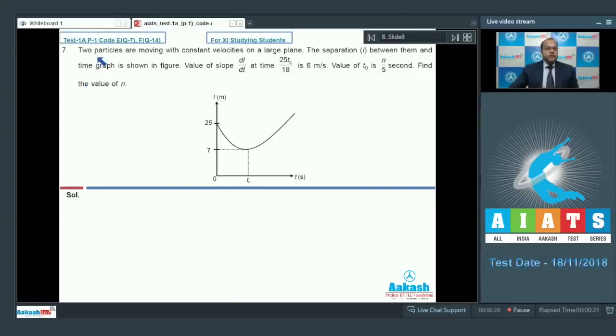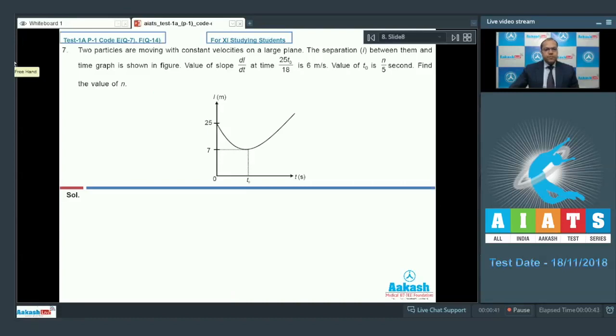In question number 7, two particles are moving with constant velocities on a large plane. The separation L between them and time graph is shown in the figure. The value of slope dl by dt at time 25 t naught by 18 is 6 meter per second. The value of t naught is 5 by n second. Find the value of n.